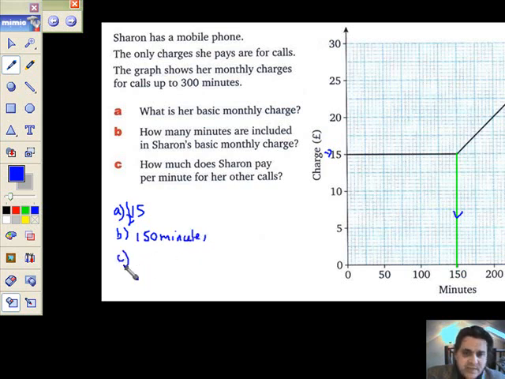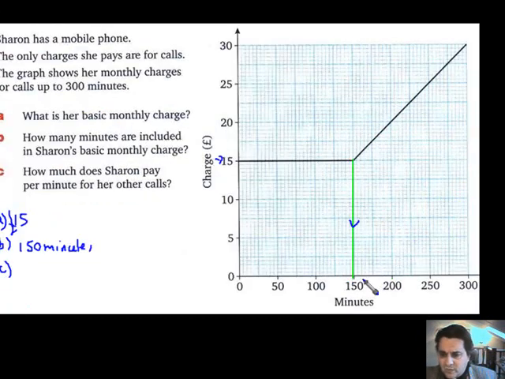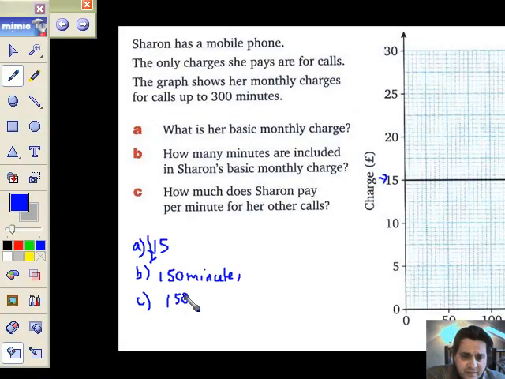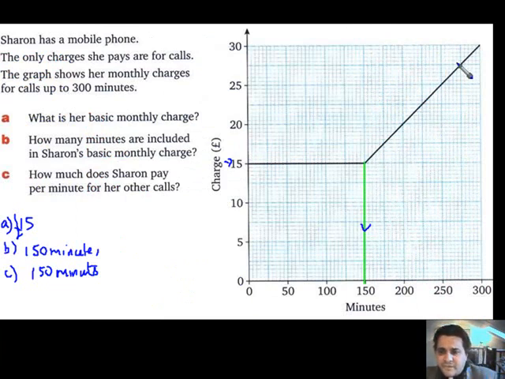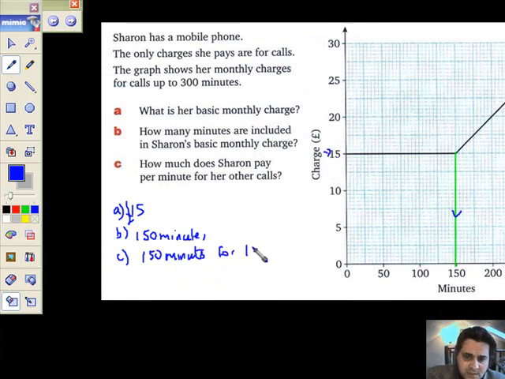Next question, C. How much does Sharon pay per minute for her other calls? Well, let's just take a look. I've gone from 150 to 300. Is that correct? Yes. So I've got the remaining 150 minutes. And what does that cost? Well, from £15 to £30, that's an extra £15, isn't it? So that's £15. How much per minute?